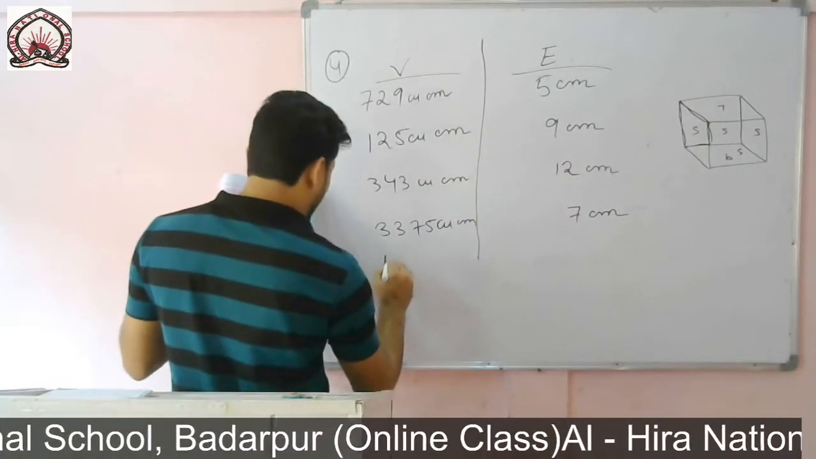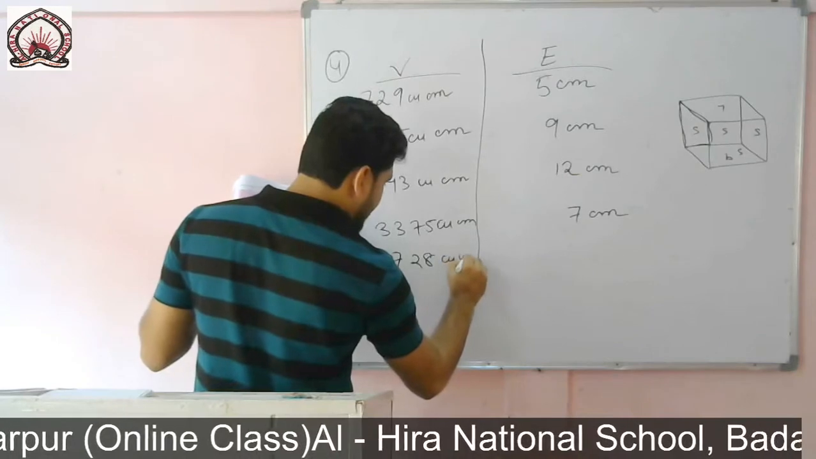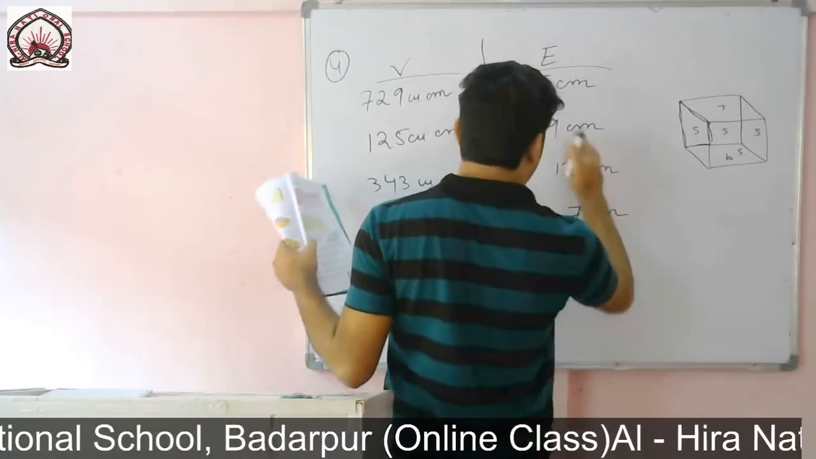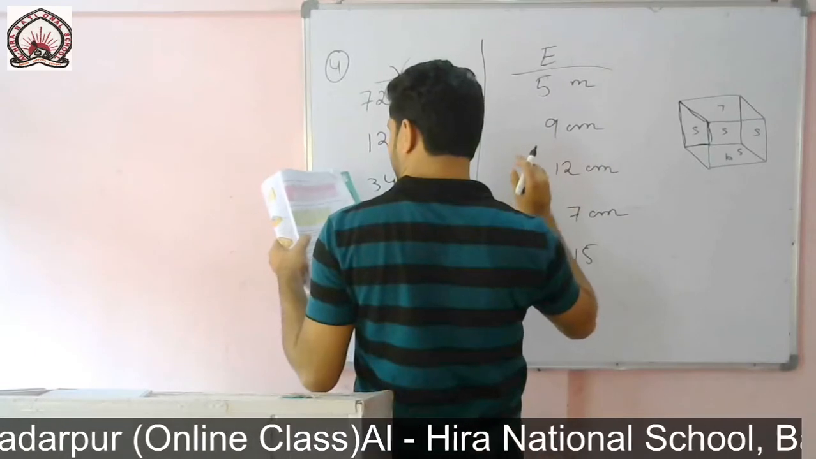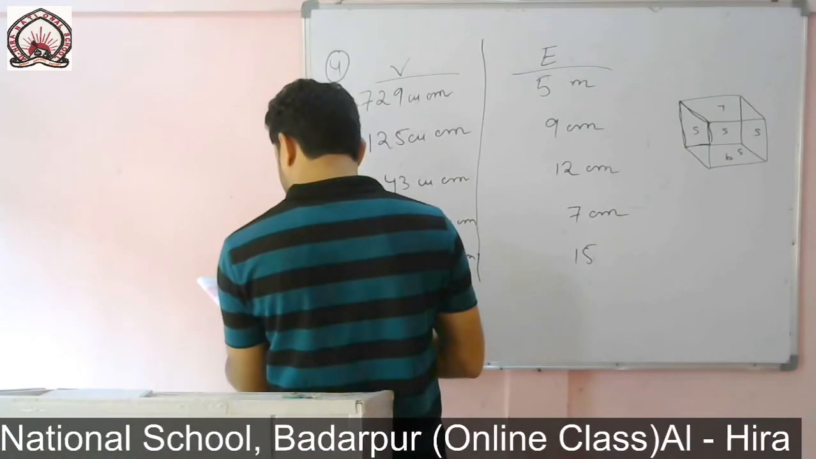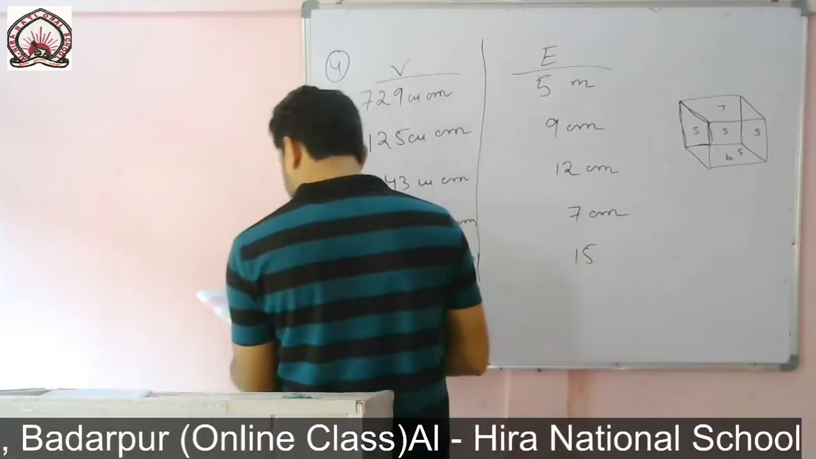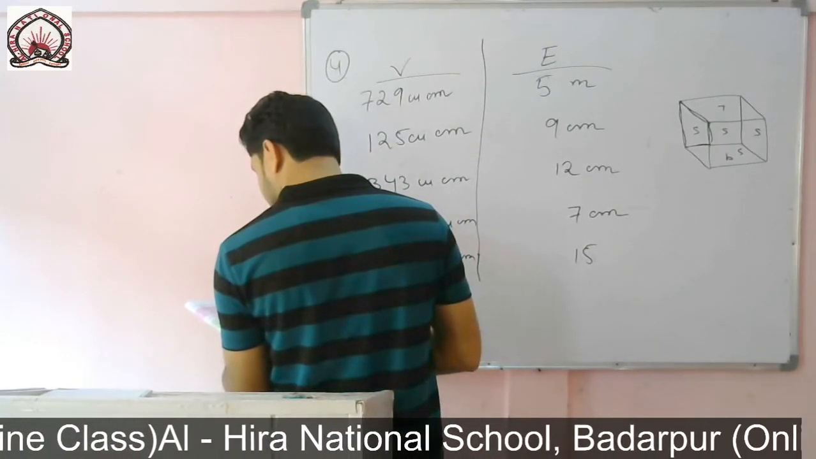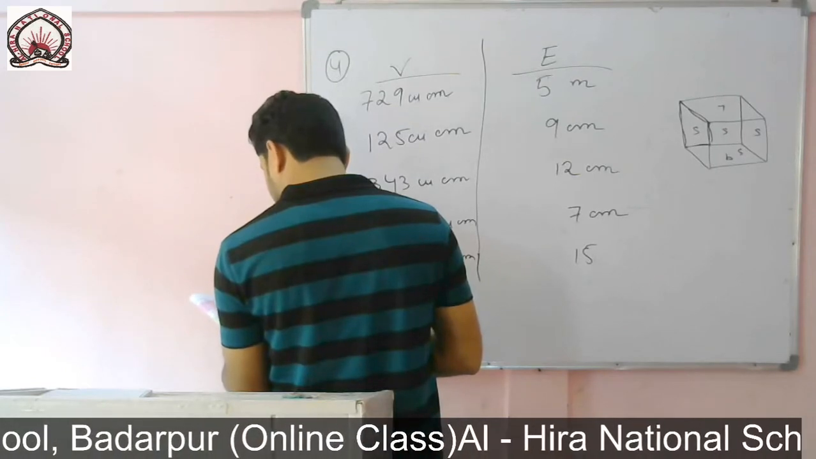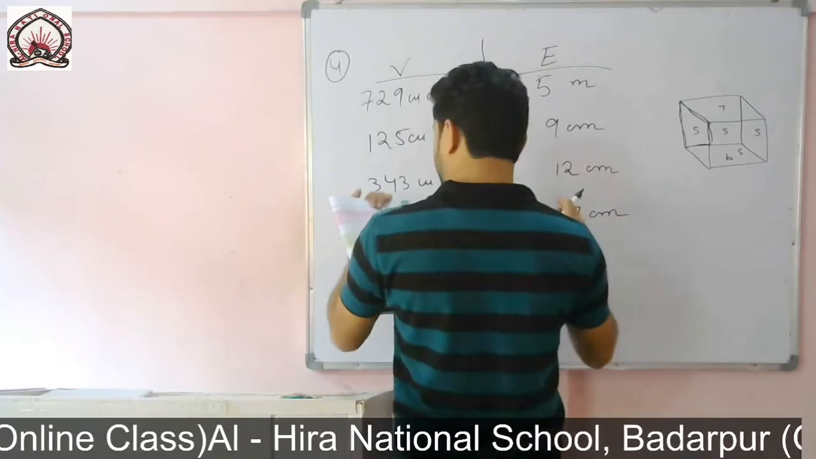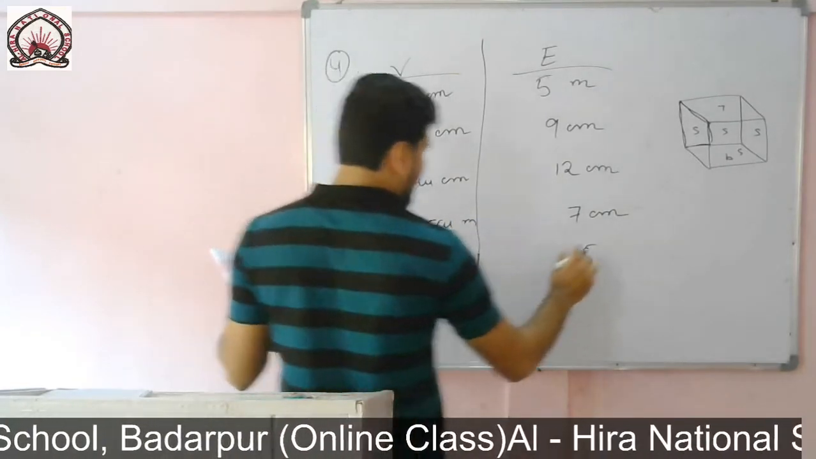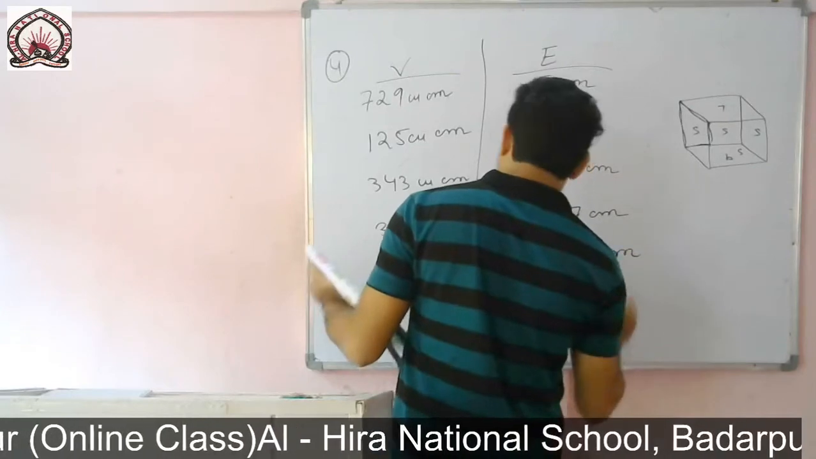First you write this one, 1728 cubic centimeter, 15, all are meter, okay. 3375 cubic meter, okay. Then 15 meter, okay.